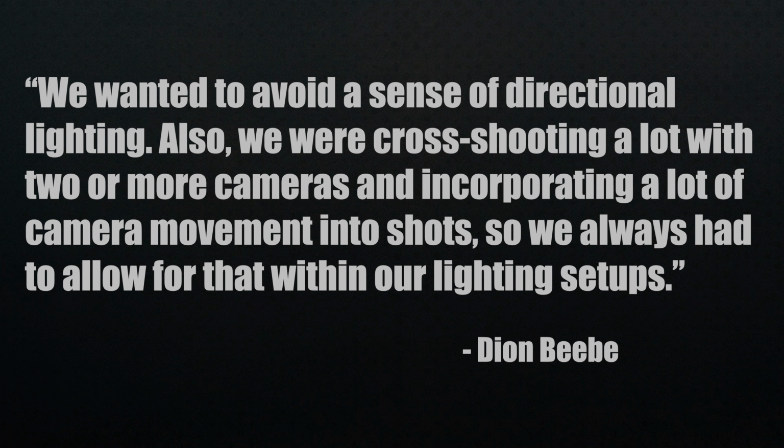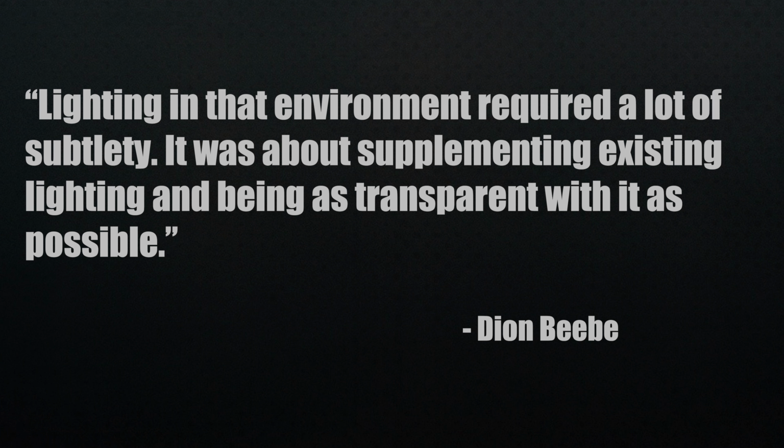We wanted to avoid a sense of directional lighting. Also, we were cross-shooting a lot with 2 or more cameras and incorporating a lot of camera movement into shots, so we always had to allow for that within our lighting setups. Based on that, we can see why soft light was being used. Sometimes your location or camera setups will determine the kind of lighting you'll be using. To get that soft light, a lot of Kino Flos were used with several layers of bleached muslin. Lighting in that environment required a lot of subtlety. It was about supplementing existing lighting and being as transparent with it as possible.